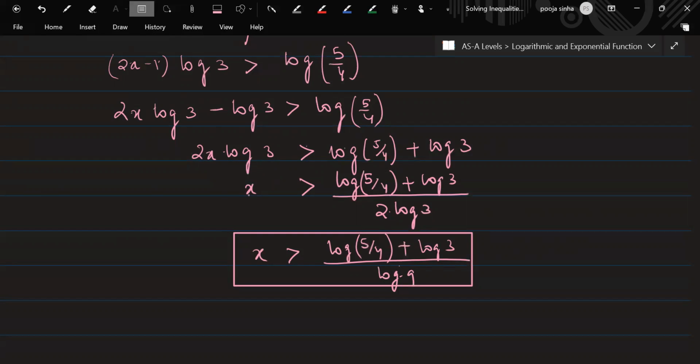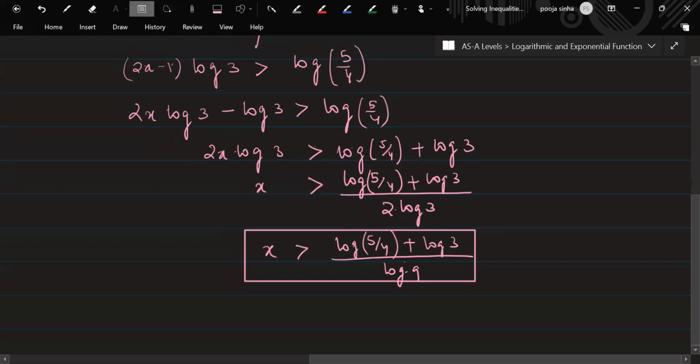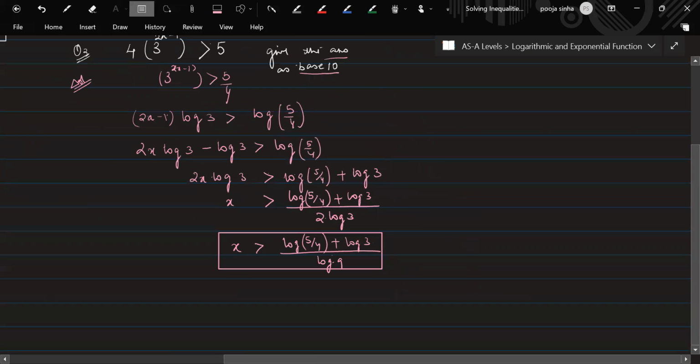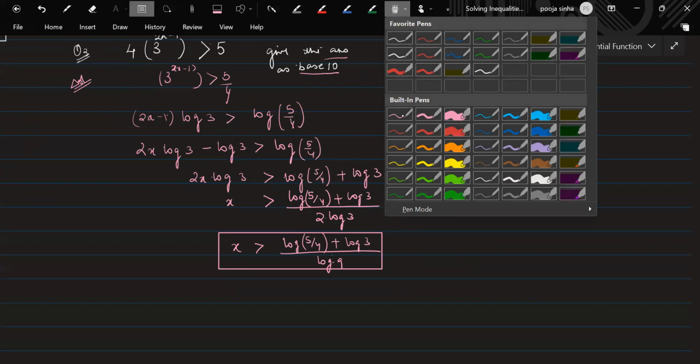Till where have you done similar? The final answer is the same for both. So should I leave it at log 5 upon 4 upon log 3? But then 2x minus 1 is still on the other side, and we have to make x the subject. So we need to bring this to the other side. So you got it. Should I do it once for you? The way you do it? Yeah. Okay.